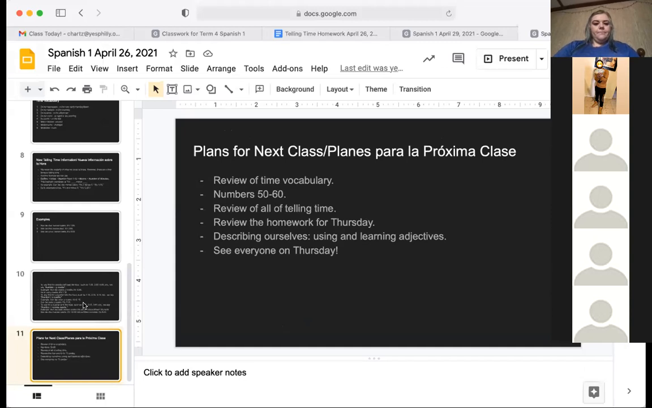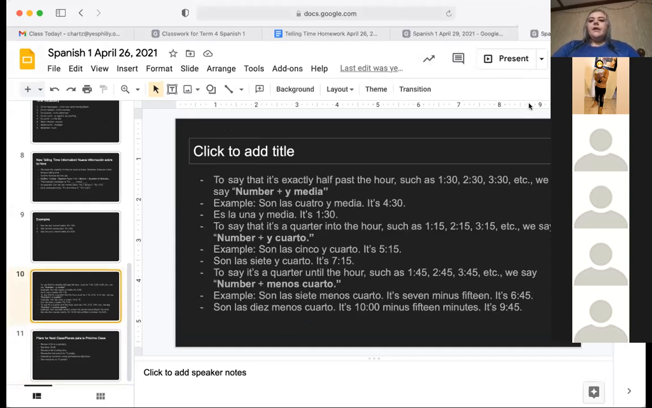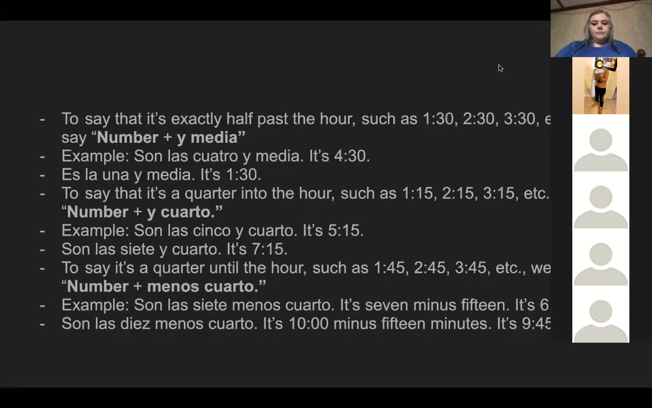And how would you spell it? C-U-A-R-T-O. So that literally translates to the number and a quarter. So it's 5:15. Son las cinco y cuarto. Son las siete y cuarto is 7 and a quarter, so it's 7:15.